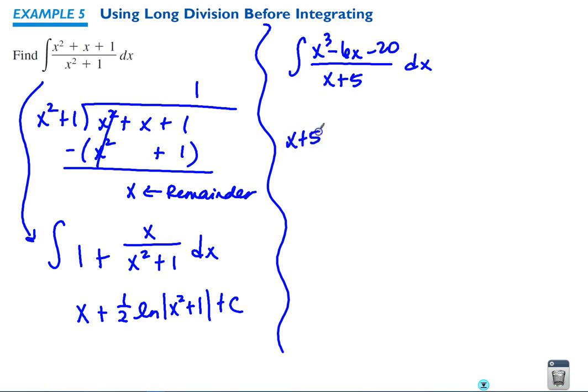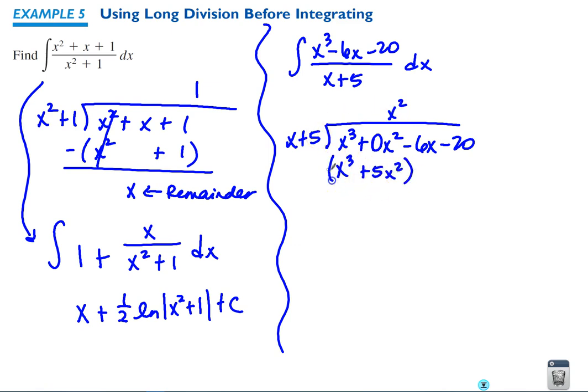X plus 5 going into x cubed plus, now I don't have an x squared term, but when I do long division I need a placeholder, so 0x squared minus 6x minus 20, because I need to have all of my powers of x accounted for. Then I look for x going into x cubed. That goes in x squared times, so x squared times x is x cubed, x squared times 5 is plus 5x squared.